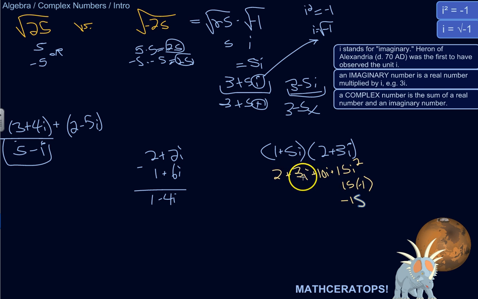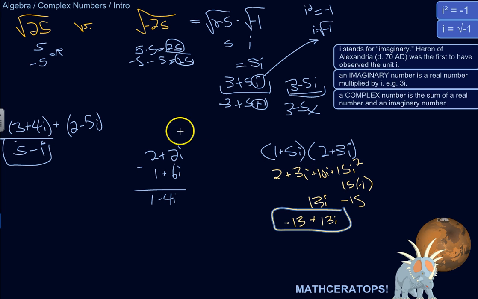We can combine like terms here. 3i plus 10i is 13i. Now 2 and negative 15 are like terms. So 2 plus negative 15 is negative 13. Negative 13 plus 13i. So we get a complex number here.